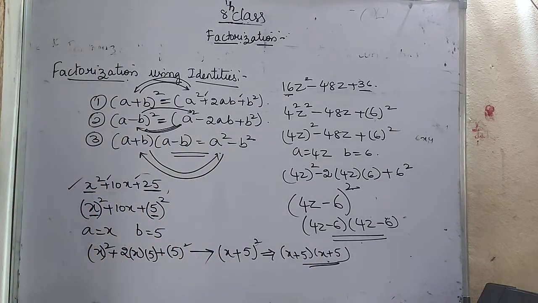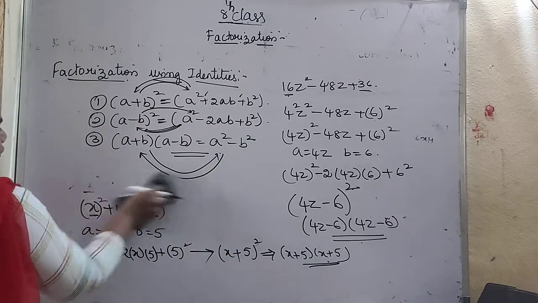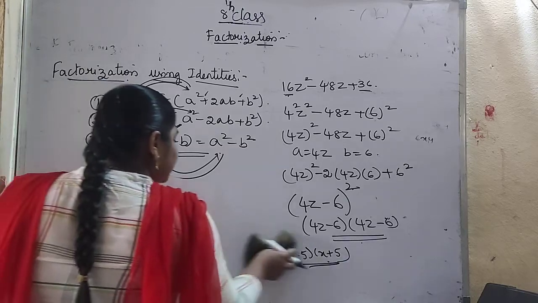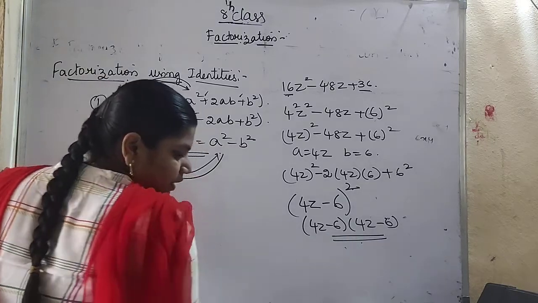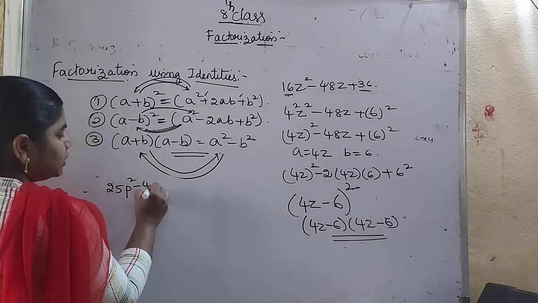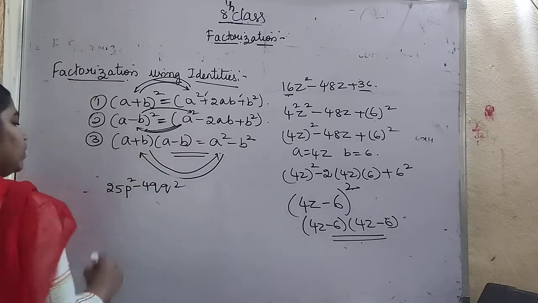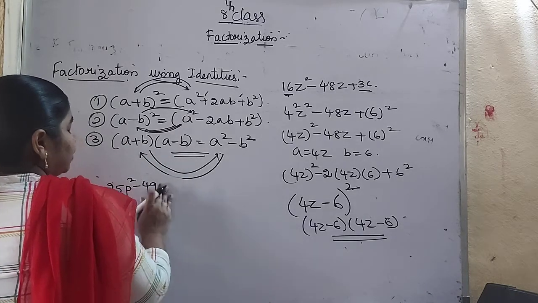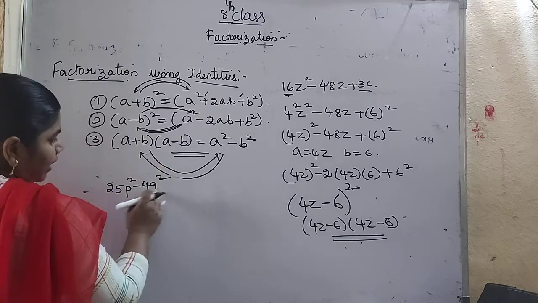Next example is for the last one. For the last identity I am giving one example. The example is 25p square minus 49q square. Okay, so 25p square minus 49q square.